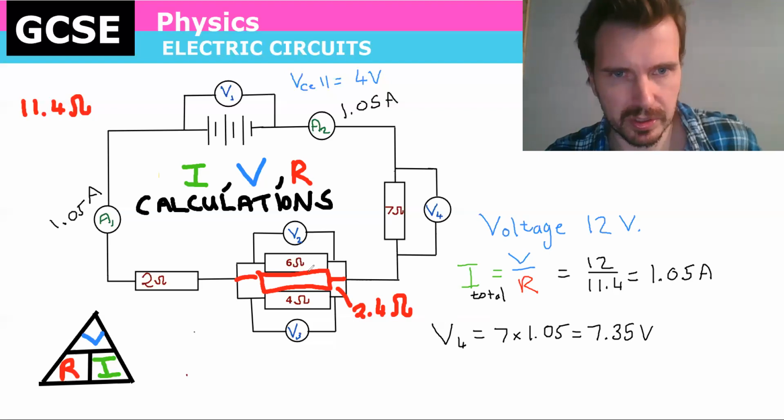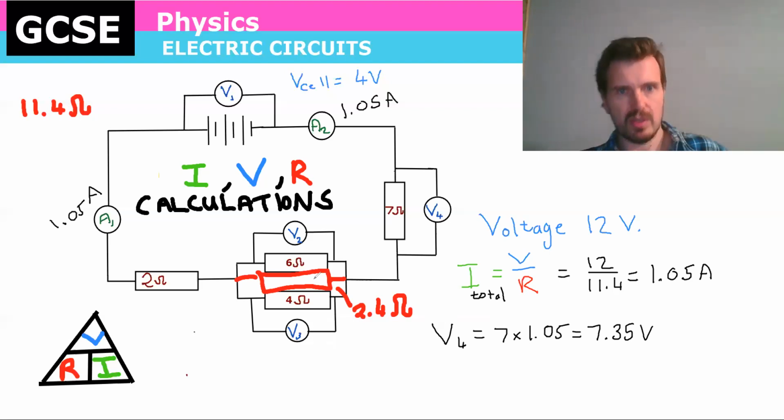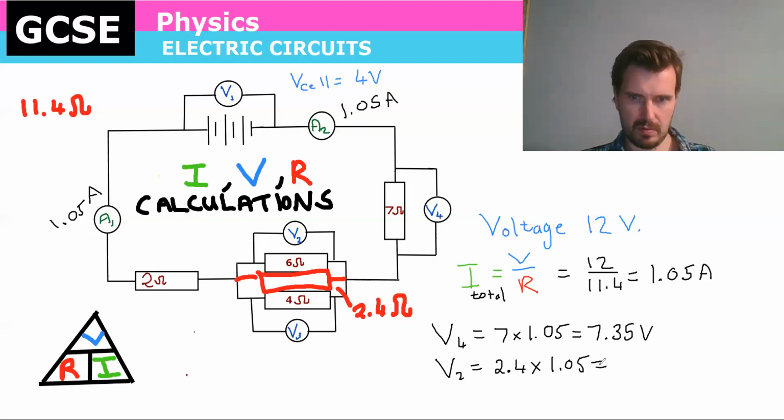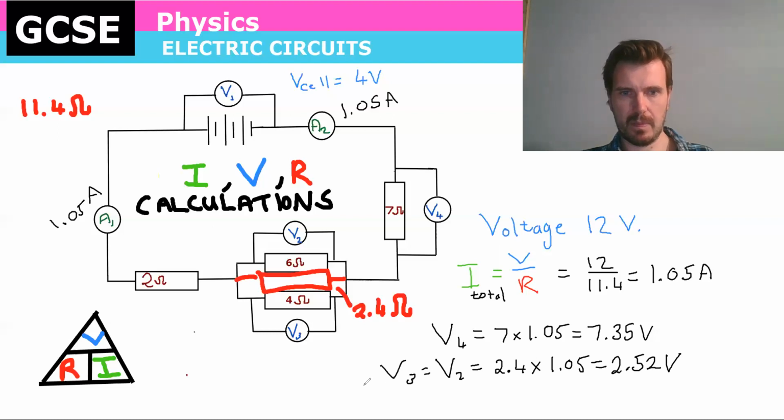If we were to work out the voltage of V2 and V3, they are the same. We wouldn't say V2 equals 6 times 1.05. That would be wrong. We have to treat the 6 ohm resistor and the 4 ohm resistor as the 2.4 ohm single resistor. So V2 is equal to 2.4 multiplied by 1.05, and that's equal to 2.52 volts. I don't need to work out V3 because V3 is going to be the same.